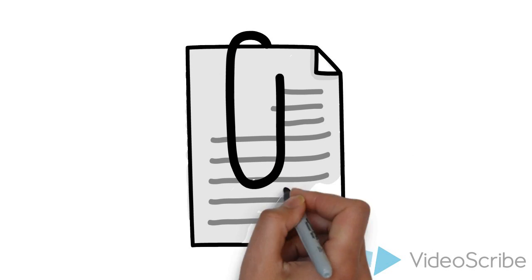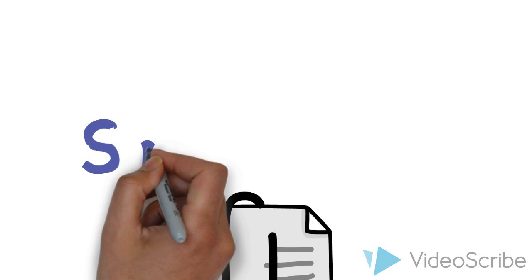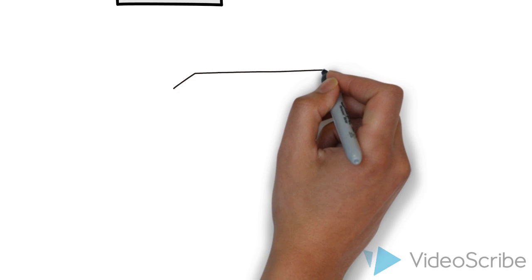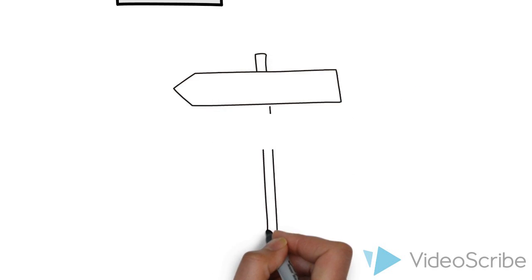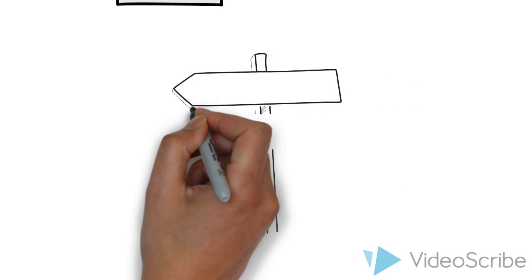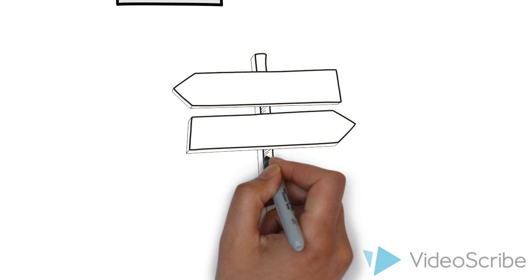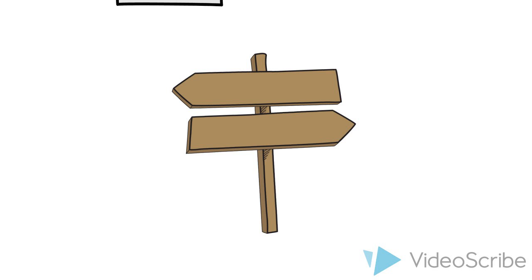Let's talk about the most important document you will give your students in the classroom. That is the course syllabus. Think of the course syllabus as a signpost or a roadmap that lets students know where they're going, what they're going to be expected to master, and how they're going to be expected to behave in your classroom.